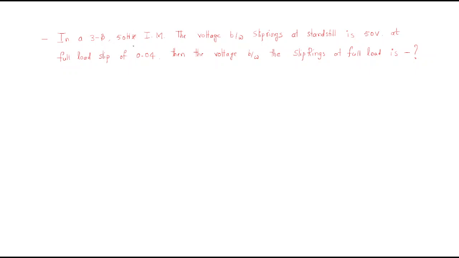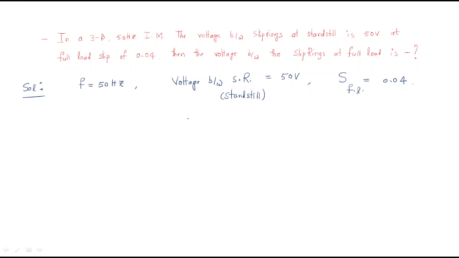Next, here is the problem. In a 3-phase 50 Hz induction motor, the voltage between slip rings at standstill is 50 volts and the full load slip is 0.04. Then the voltage between the slip rings at full load is? First write down the given data. It's a 3-phase induction motor with a frequency of 50 Hz, and the voltage between slip rings at standstill is 50 volts. He mentioned the slip at full load is 0.04, and the question is the voltage between slip rings at full load.